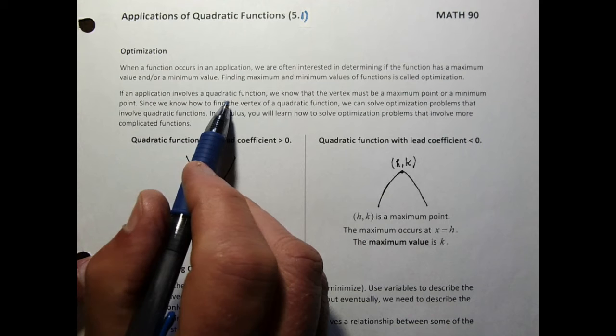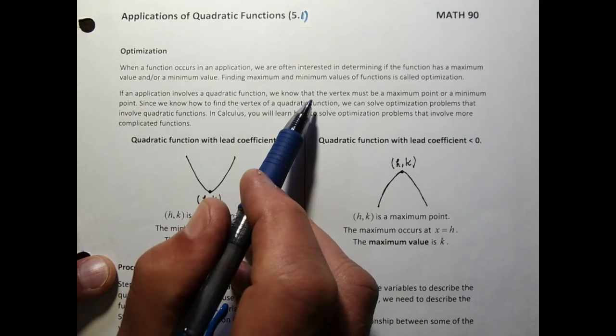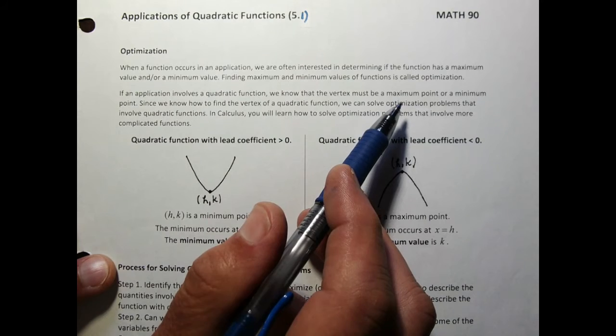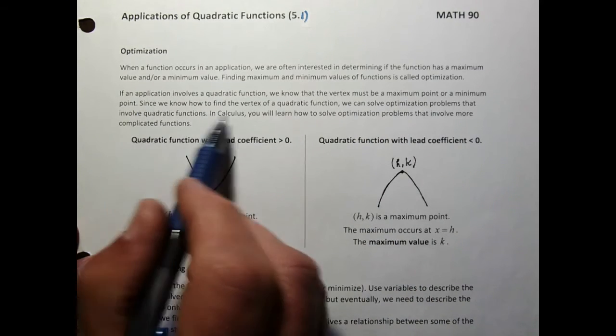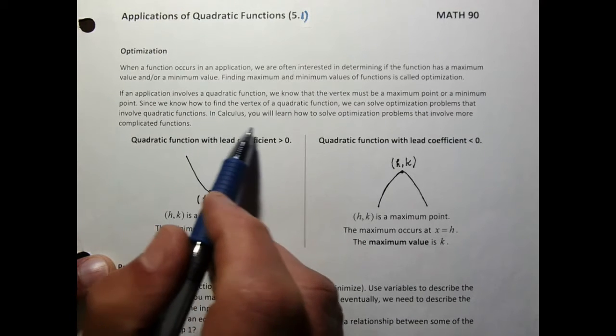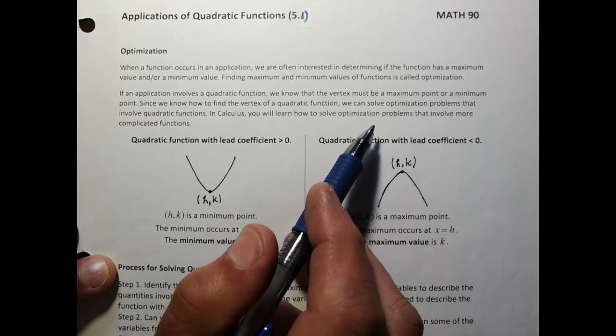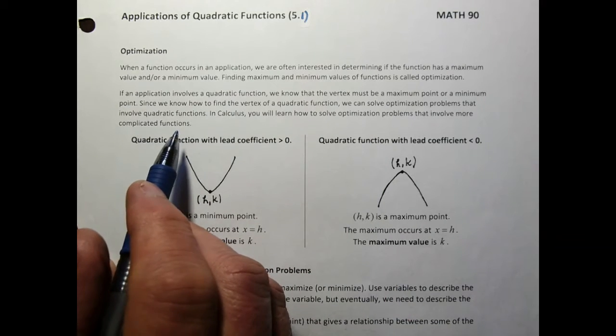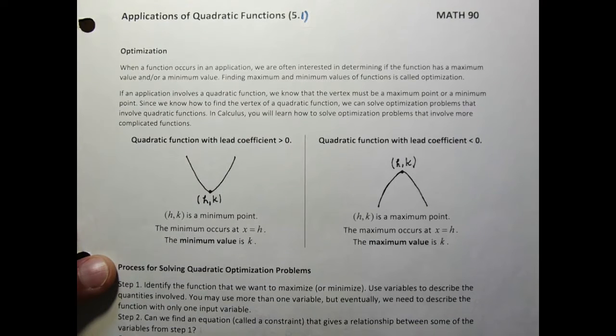If an application involves a quadratic function, we know that the vertex must be a maximum point or a minimum point. Since we know how to find the vertex of a quadratic function, we can solve optimization problems that involve quadratic functions. In calculus, you will learn how to solve optimization problems that involve more complicated functions. So for us, the whole world of optimization is limited just to quadratic functions. In calculus, you do optimization with all sorts of other functions, much more complicated situations.